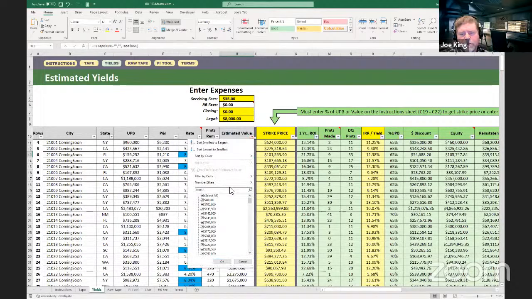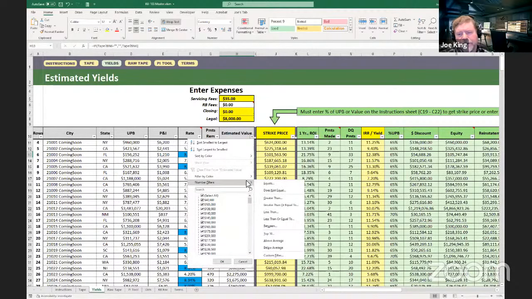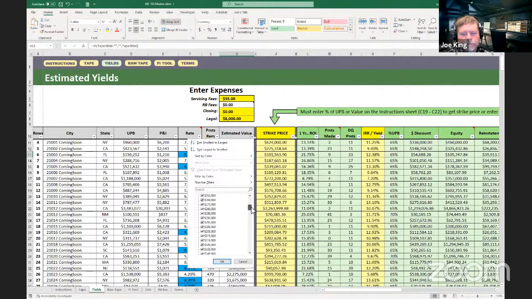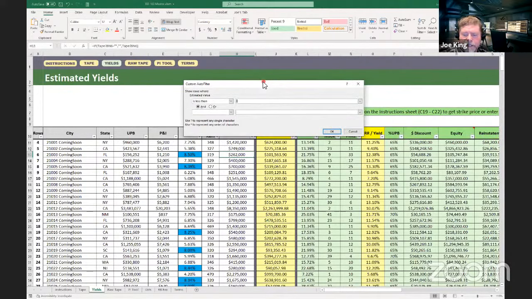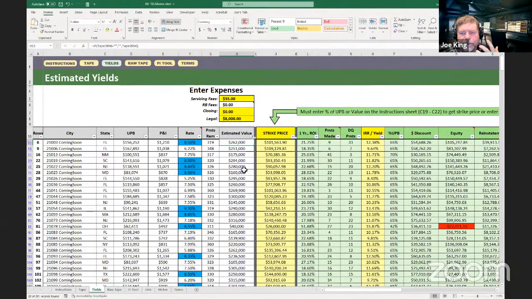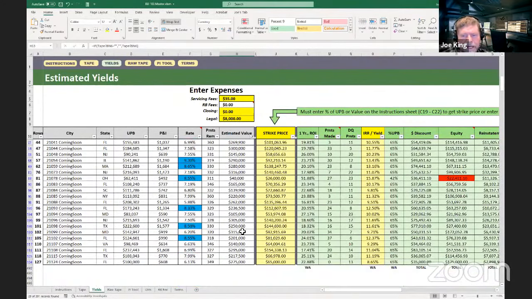So maybe what you do is you say, okay, I want to look at everything below a certain number, right? I want to look at everything below, let's say, 200 or 320,000. Okay, so I'm going to filter by number. I want to look at everything that is less than 320,000. What that'll do is it'll filter all of the assets that are less than that number. So now I've consolidated this to a more manageable number, and I'm in my wheelhouse now. I know I can afford these loans.